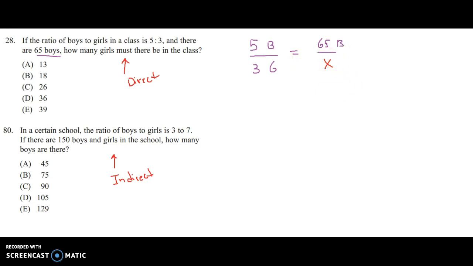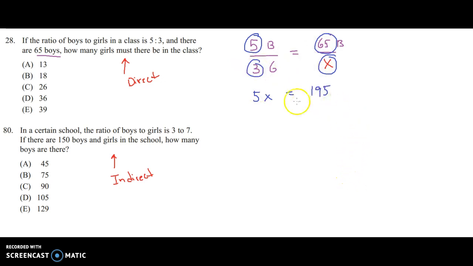But now all that we have to do, once we have this set up, is just cross multiply to solve this, right? So it's going to be 5 times X, which I'll put down here. 5 times X is equal to this times that. And let's see, I think I can do this in my head. 3 times 65, check me if I'm wrong, but it should be 195.